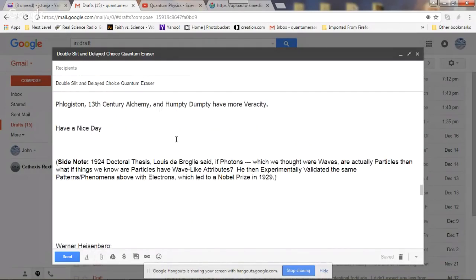In 1924, Louis de Broglie, in his doctoral thesis, had a pretty eye-opening prognostication. He said, well, if photons, which we thought were waves, are actually particles, then what if things we know are particles have wave-like attributes? So he then experimentally validated the same patterns and phenomena we've seen above with photons, with electrons, which led to a Nobel Prize in 1929.